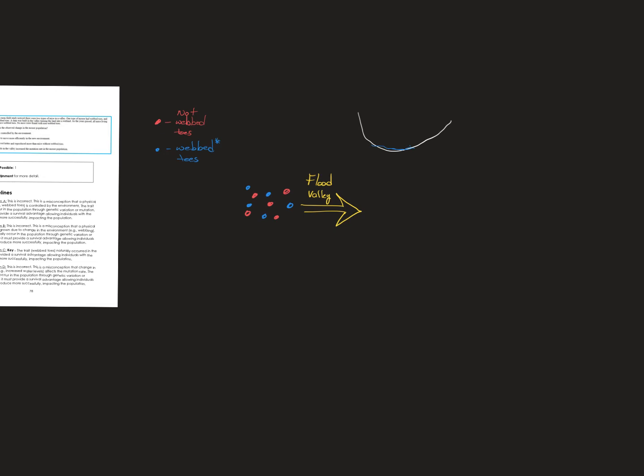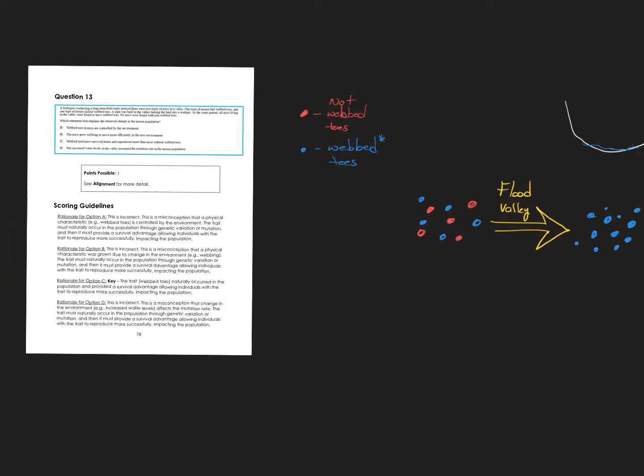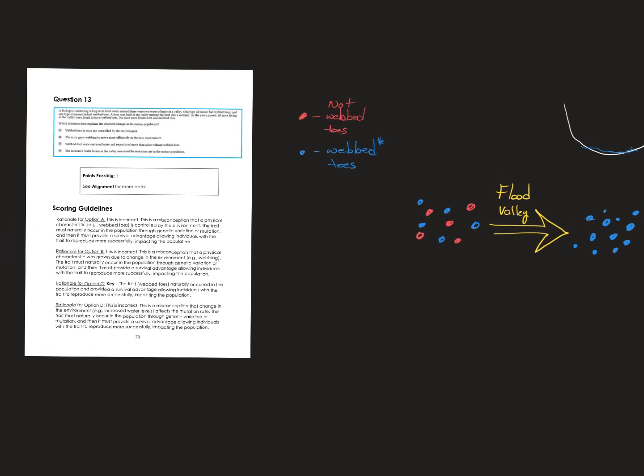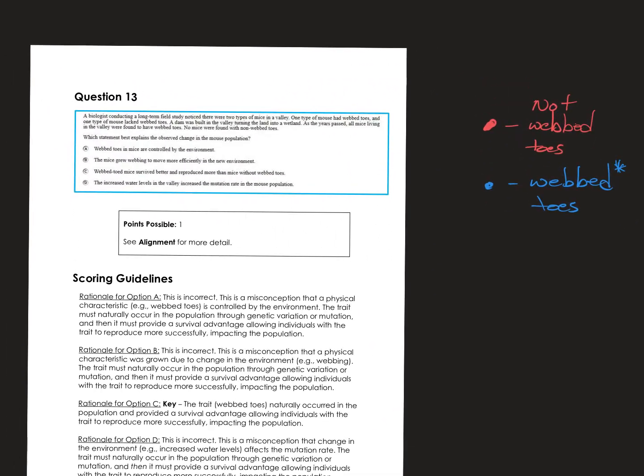Sad but true. So because of the flood, the non-webbed toed die, and what you're left with is the webbed-toed individuals were able to have babies and live and eat and swim around in the water in the flooded valley, while the non-webbed-toed individuals died off or couldn't compete with those that had webbed toes.